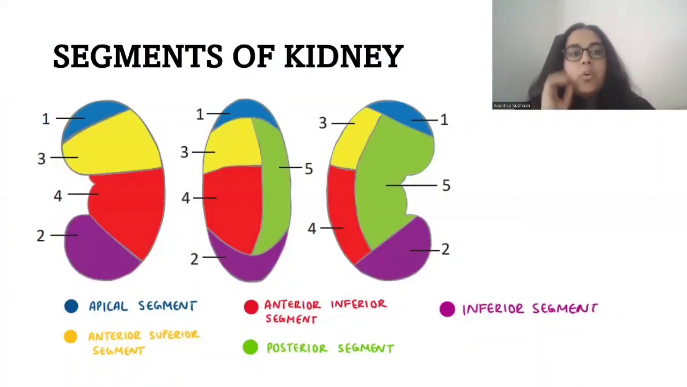Now we will go to the segments of the kidney. This is a very easy part, and we have 5 segments. Superiorly, you have your apical segment, then inferiorly, you have your inferior segment. Then your anterior segment is divided into your anterior superior, which is the yellow part, then your anterior inferior, which is your red part. And then finally, you have your posterior segment, which is relatively smaller compared to your anterior segment.